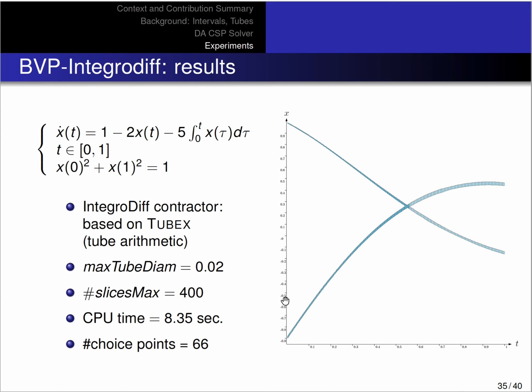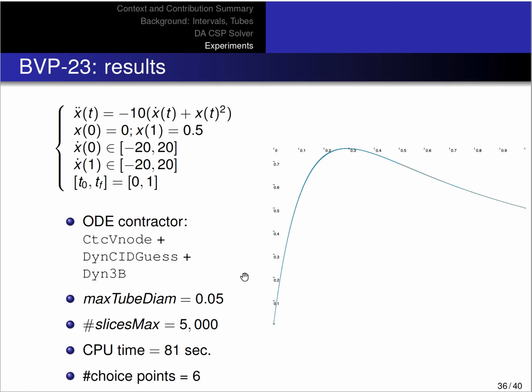On the first BVP, by using the TubeX contractor for integro-differential equations, we obtain these two solutions in about 8 seconds and 60 backtracks. The solutions have 400 slices. Solving the second BVP requires more than 80 seconds and 6 backtracks to obtain this accurate solution, made of 5,000 slices. The best differential contraction strategy for this problem is sophisticated. It calls CtcVNode, followed by DynCID, followed by Dyn3B.